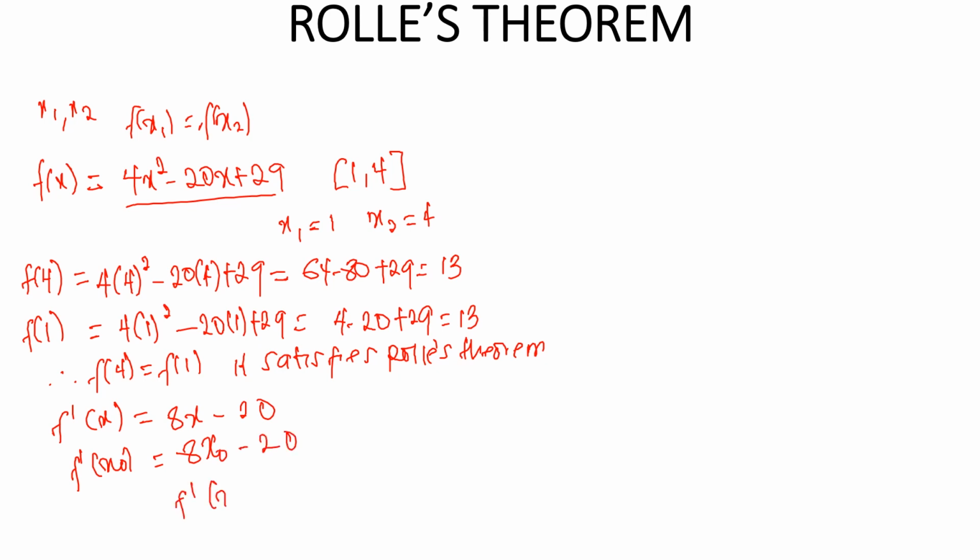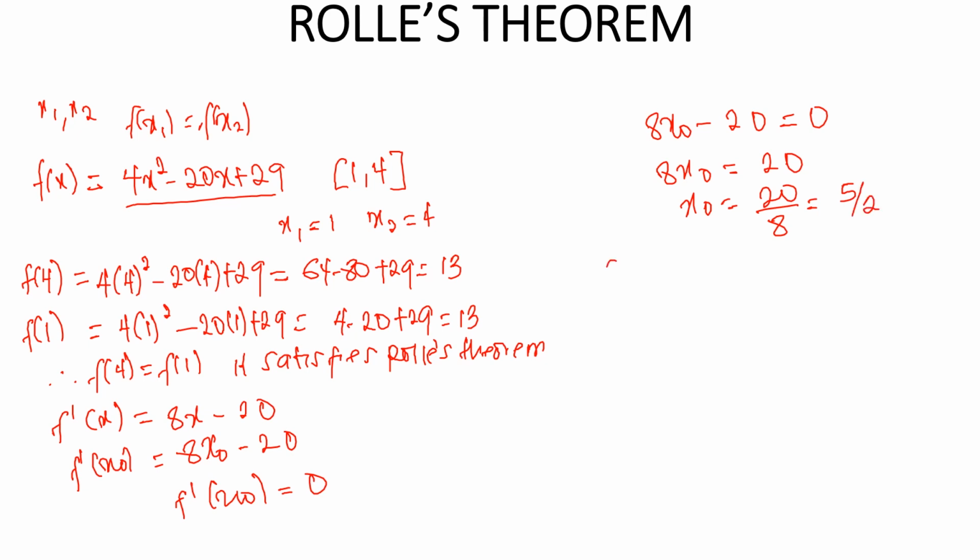Then you put f prime of x0 as 0. Putting f prime of x0 as 0 means 8x0 minus 20 is equal to 0. 8x0 is equal to 20. Then x0 is equal to 20 divided by 8, which is 5 over 2. And you discover that f prime of 5 over 2 is equal to 0. Therefore, you say 1 is less than 2.5, which is 5 over 2, less than 4. So that is it. Let's take another example.